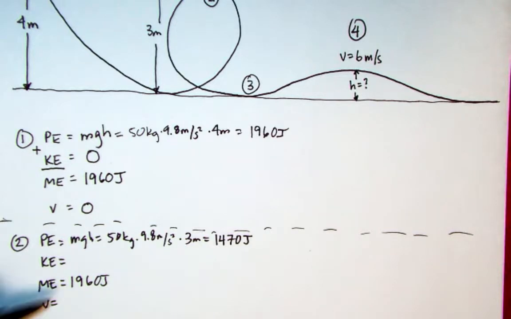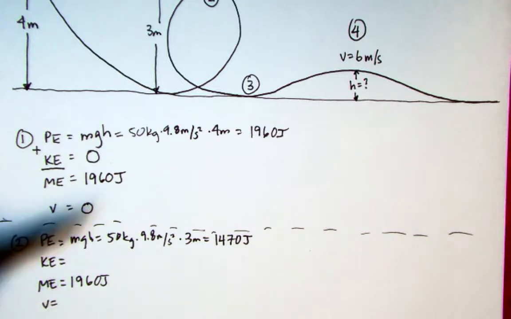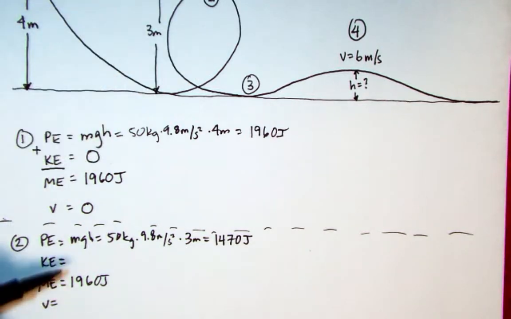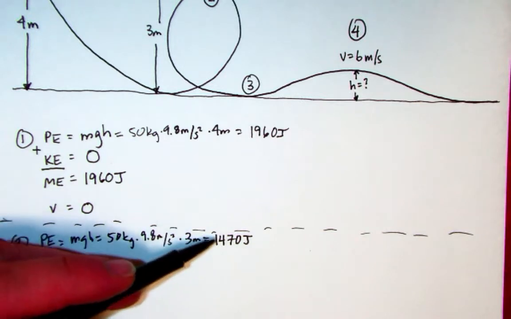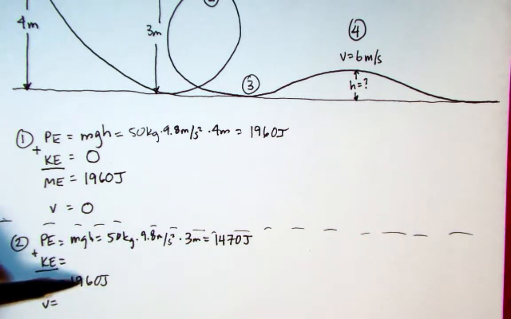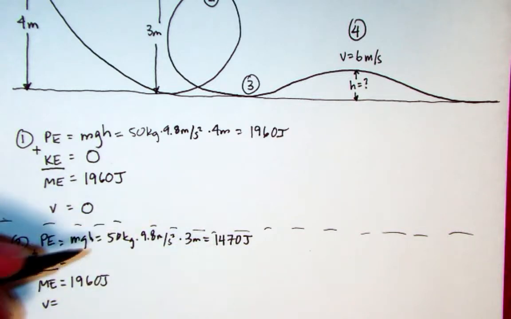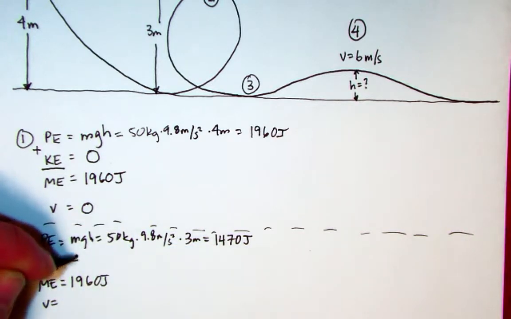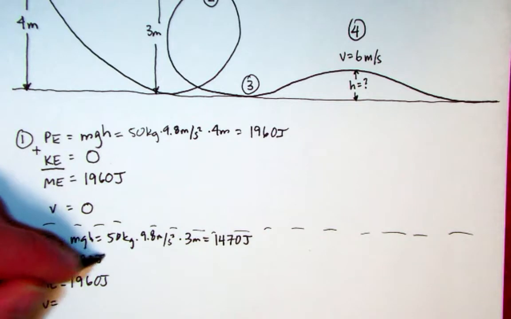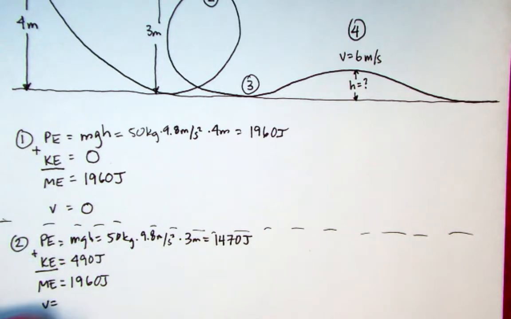All right, well, I still don't know how fast it's going. I know it must have some speed now, because if it wasn't moving at all, it would just fall down. And so I know that potential energy plus kinetic energy equals mechanical energy. So 1470 plus what equals 1960? Well, let's just subtract. 1960 minus 1470 equals 490 joules. So I know the kinetic energy.